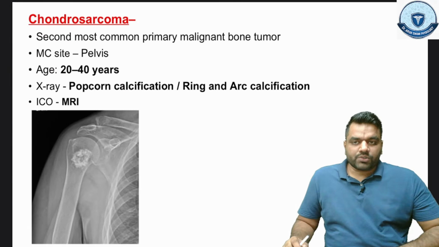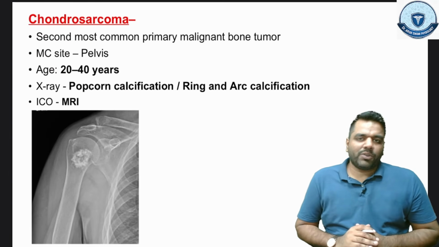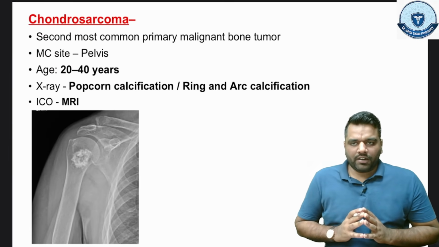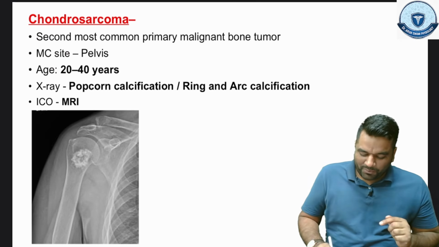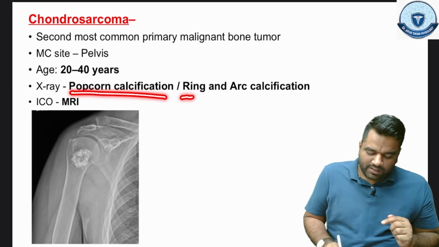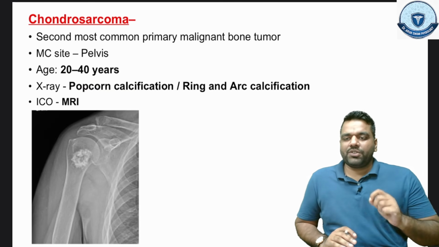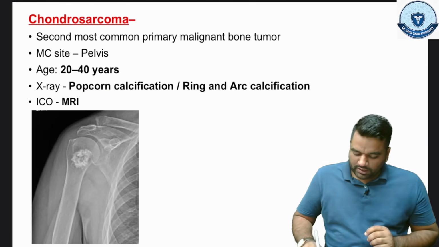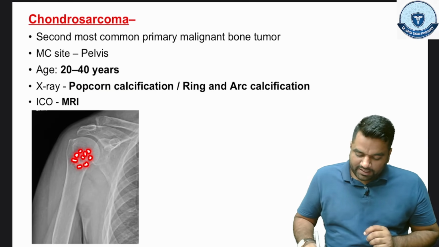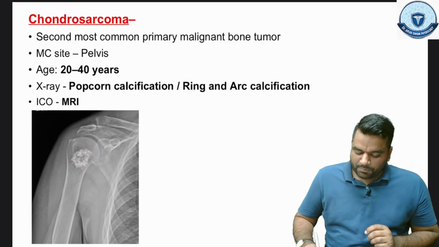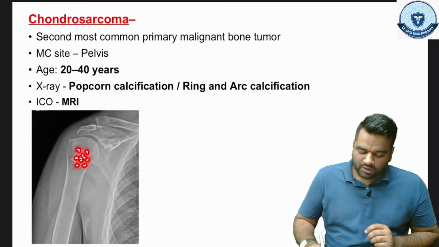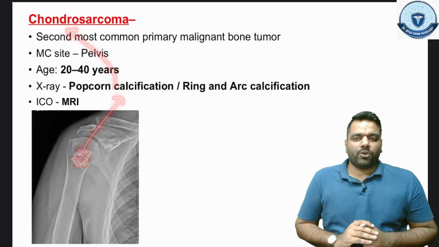Now, chondrosarcoma is the second most common primary malignant bone tumor, and you will see over here the popcorn calcification or ring and arc calcification. So the investigation of choice is MRI, right? MRI. So if you see something like this, this is again in the metaphyseal area. This is like the popcorns over here, and this popcorn is actually chondrosarcoma, right?